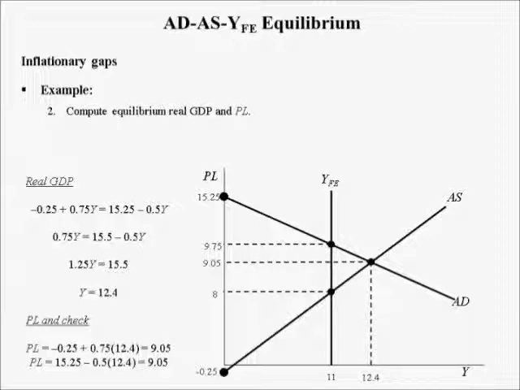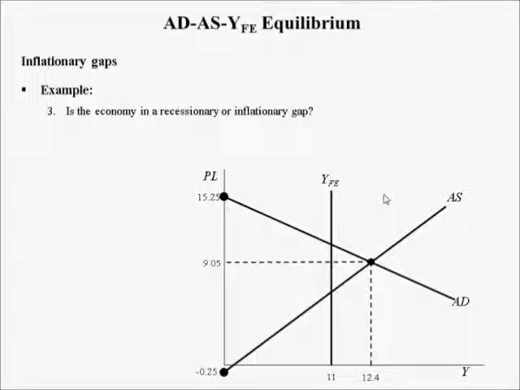Now, we've already defined what recessionary and inflationary gaps are. So this one's obviously an inflationary gap, right? It says it up here. But why is it called an inflationary gap? Well, let's figure this out. Let's use some logic here and figure out why it's called an inflationary gap. Since real GDP exceeds potential GDP, the economy is in an inflationary gap.